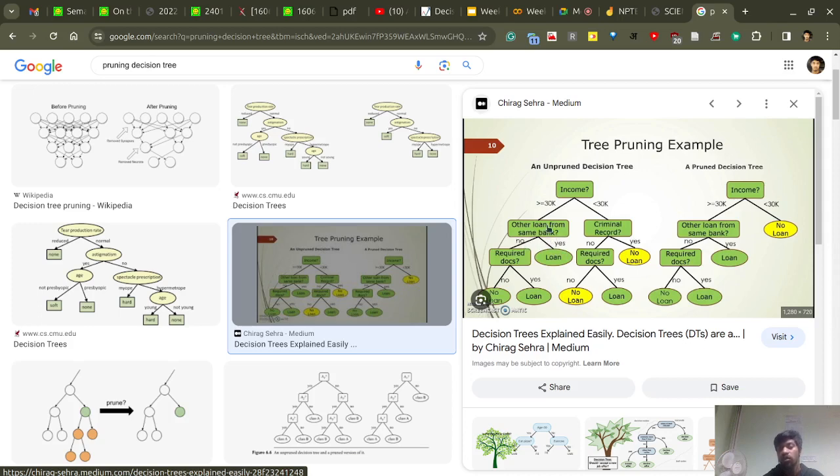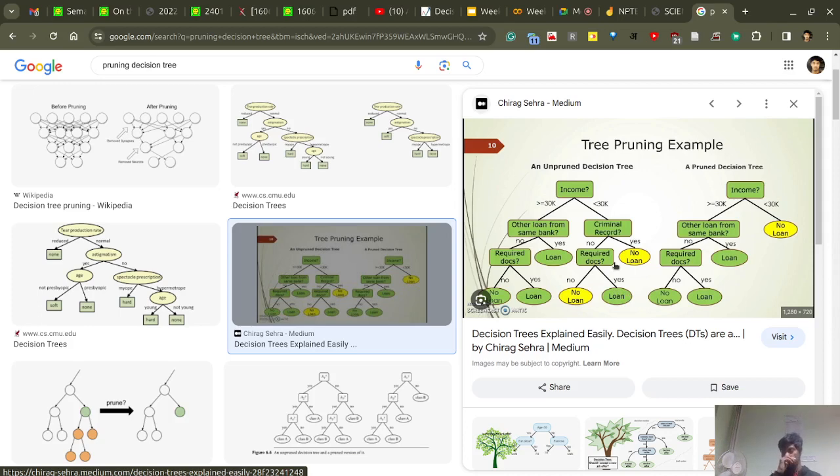If no, then does the person have documents? If yes, then fine, we give the loan, otherwise no. So this is correct. But suppose on the right-hand side of the tree, if the income is less than 30,000, we check if the person has a criminal record. If yes, we do not give the loan. If no, then if the person does not have documents, we do not give the loan, and if the person has documents, we give the loan.